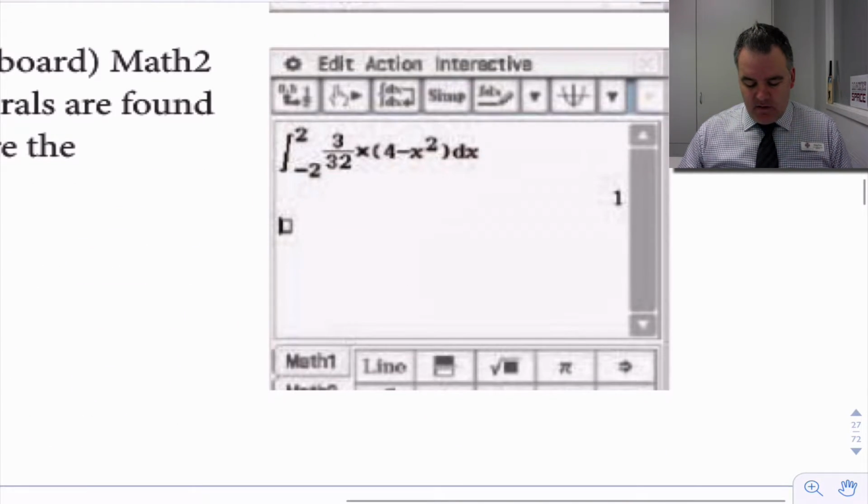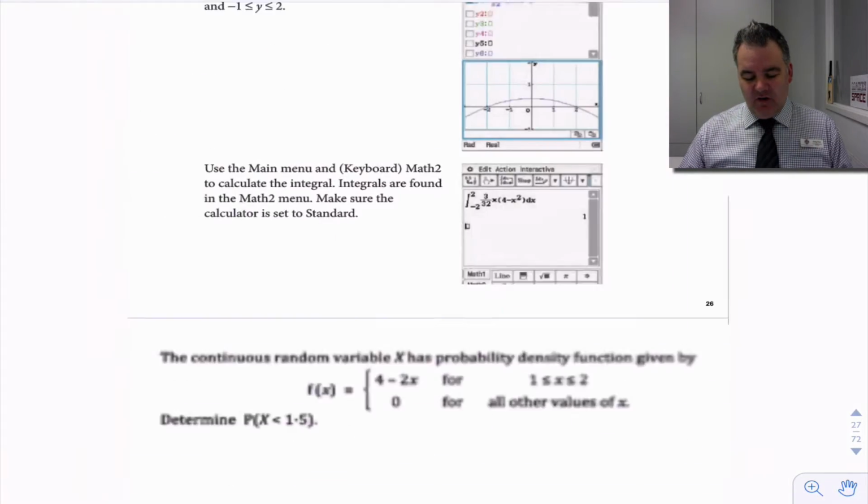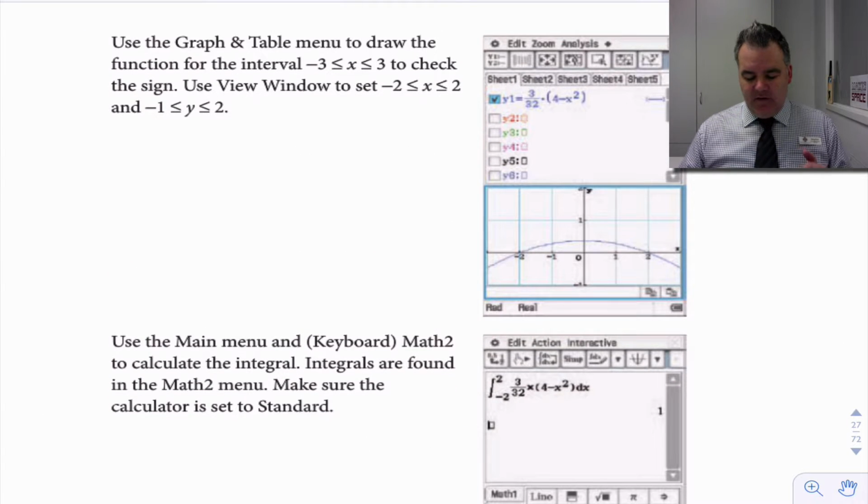And then in main, you could check that the integral, or the area underneath the curve, between -2 and 2 is 1, which it is. So that's how you could use your CAS in this question to verify if a function is actually a probability density function.